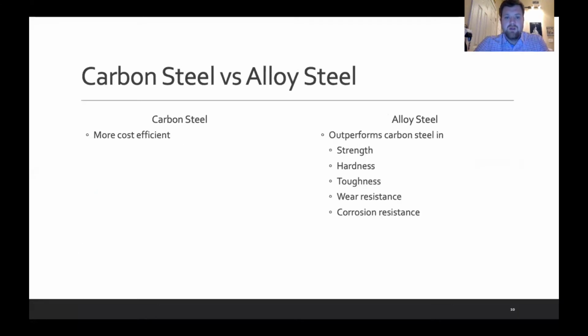Our two alternatives will be between carbon steel and alloy steel. Carbon steel will be more cost efficient, but alloy steel outperforms carbon steel in strength, hardness, toughness, wear resistance, as well as corrosion resistance. So by going with the alloy steel, you might pay a little bit more, but it will have a higher longevity, as well as the materials could also be smaller, meaning more room for the structure.